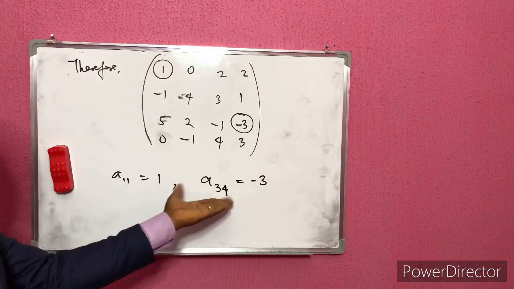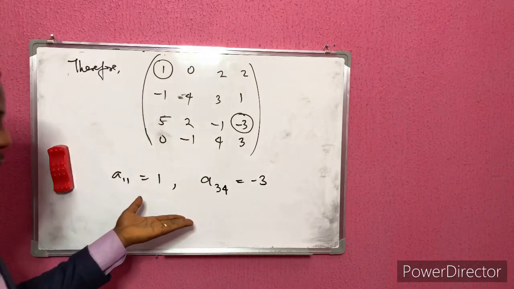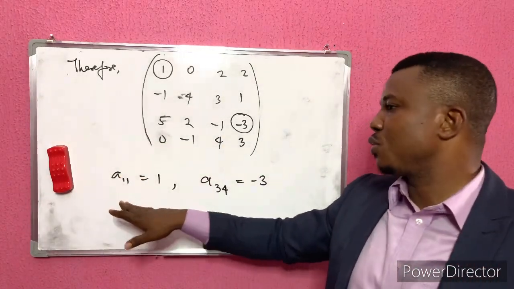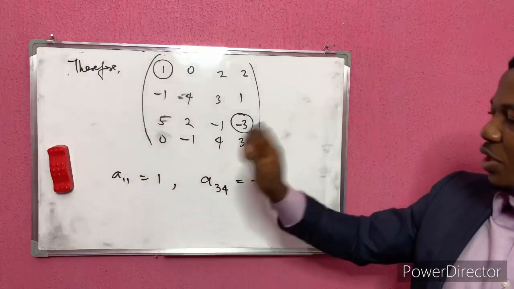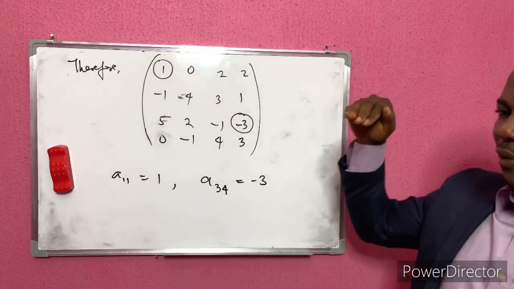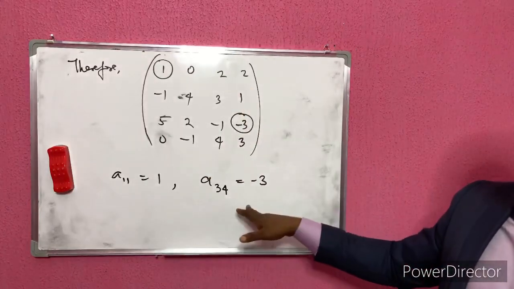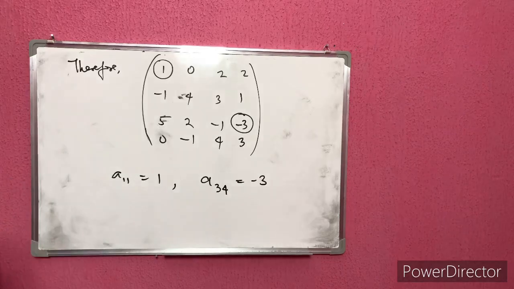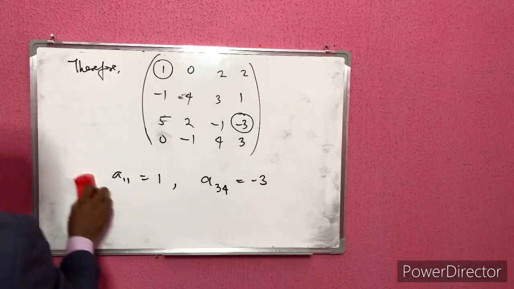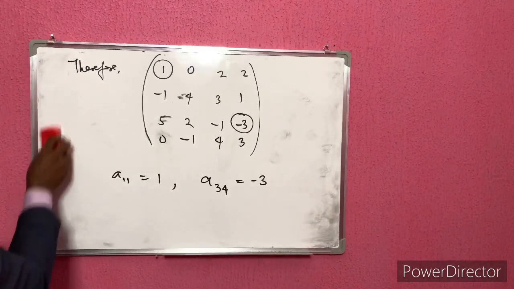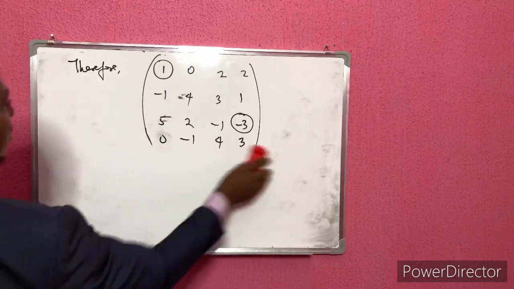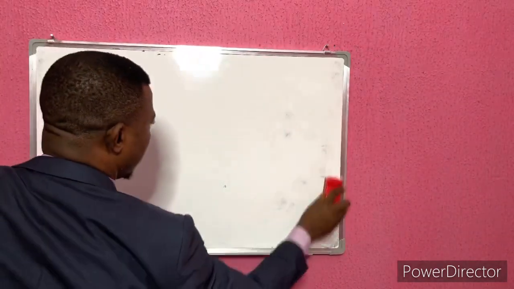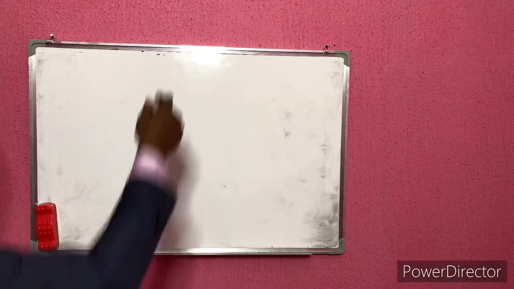This has been able to explain that the double suffix helps us to identify the particular location, address of an element in a given matrix. Now let's look at matrix notation. Matrix notation.